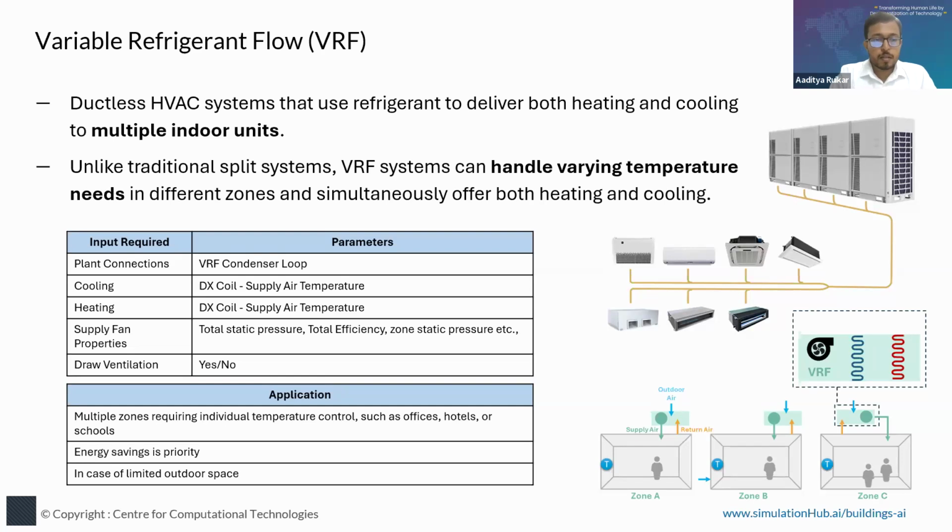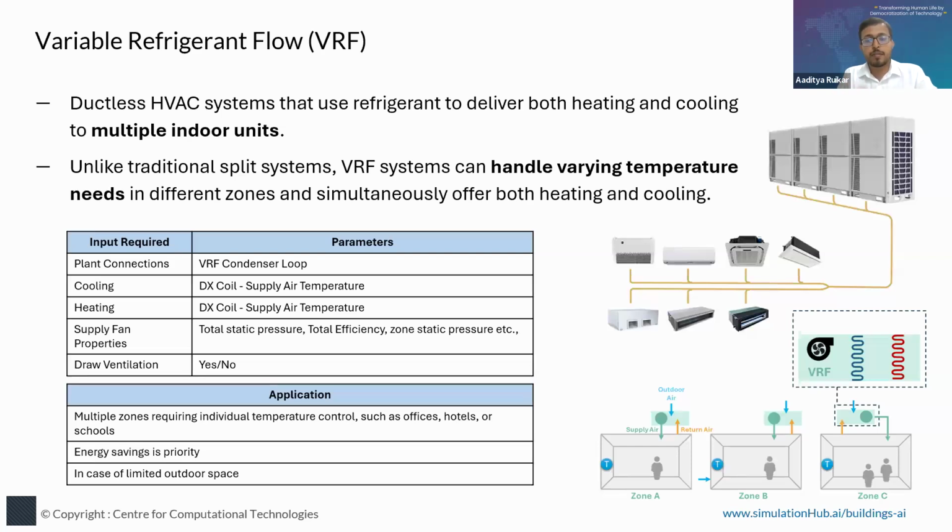So the next system is variable refrigerant flow. As the name suggests, it transfers heat using the flow of refrigerants. Basically, it is mostly used when your thermal loads are diverse and you need different temperature controls in different spaces or different zones.